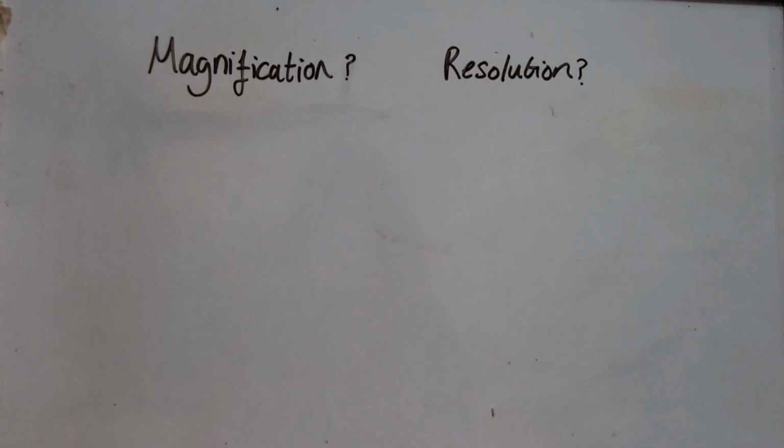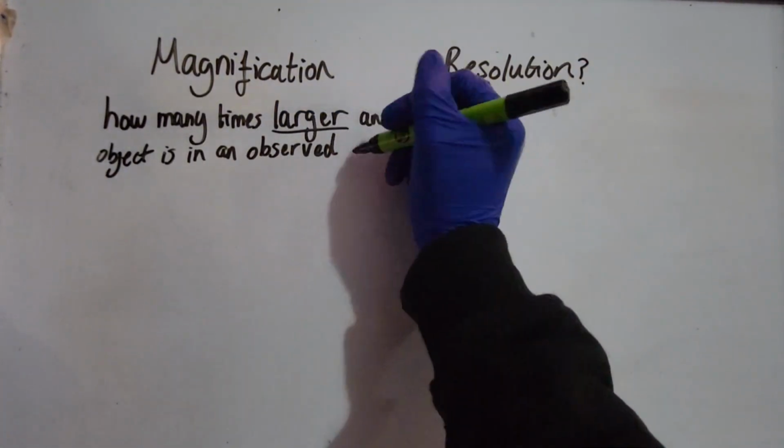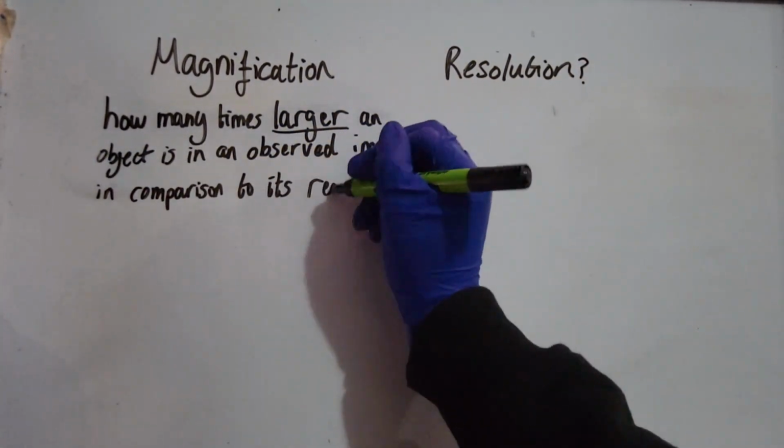I've been using the words magnification and resolution, but what do they actually mean? So magnification is how many times larger an object is in an observed image in comparison to its real size.